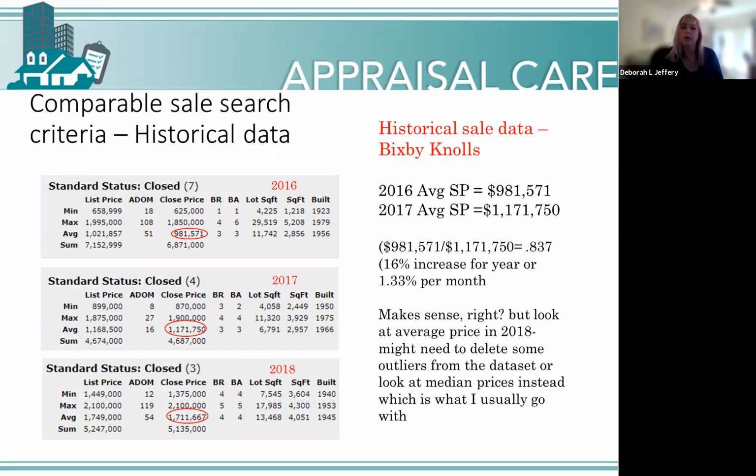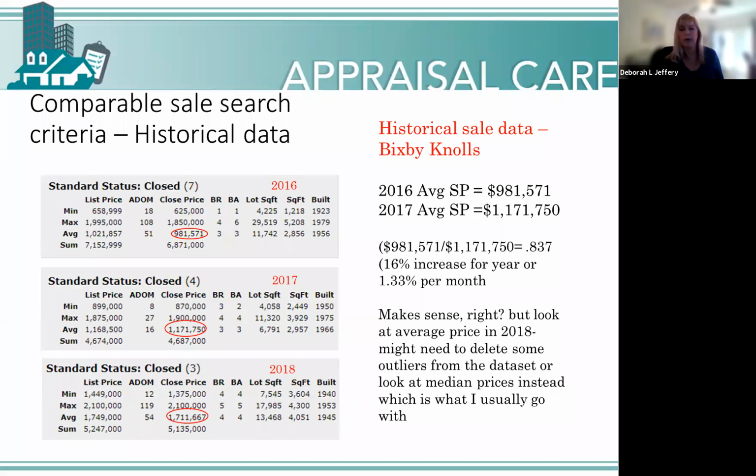So here's the math that I was talking about. Let's say I'm using a comp where the average sales price in 2016 was $981,000, and the average price in 2017 is $1,171,000. Okay, when I do the math, to me it looks like there's been a 16% increase for the year, or 1.33% per month. But it's really important to look at the individual sales that make up that search that you did, because there might be something unusual that you need to throw out that doesn't make any sense. It's an outlier.